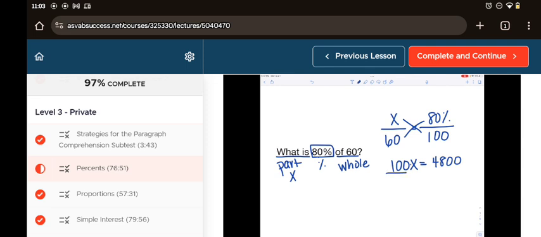The 100 is multiplied to the x, so we're going to divide on both sides. We can cancel out top and bottom, two zeros. I get x equals 48 over 1, which is just x equals 48. So what is 80% of 60? The answer is 48. Okay, great.